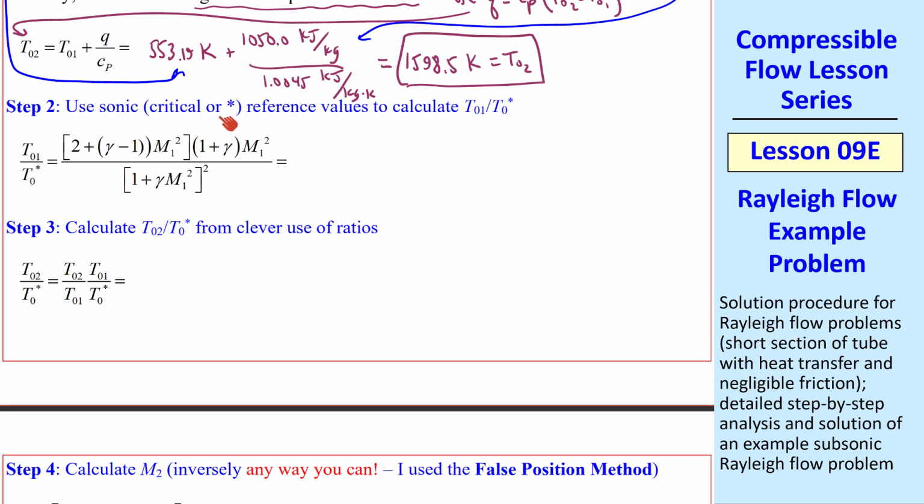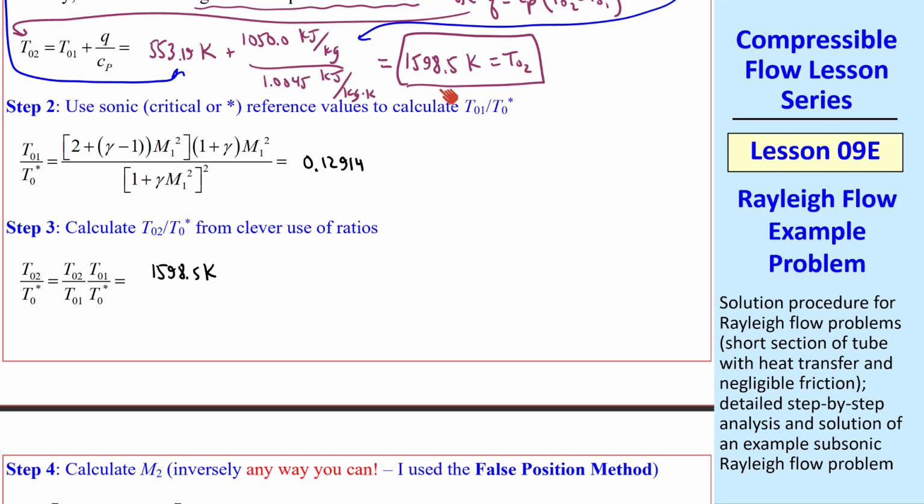Step 2 is to use the sonic, critical, or star values to calculate the ratio T01 over T0 star. And as we talked about previously, we can use these reference values even though the flow never gets to sonic or critical in this case. Since we know gamma and M1, we can calculate this. I get 0.12914.